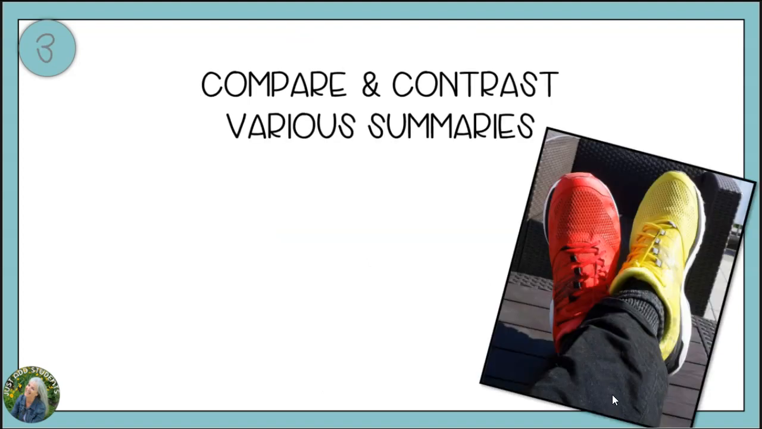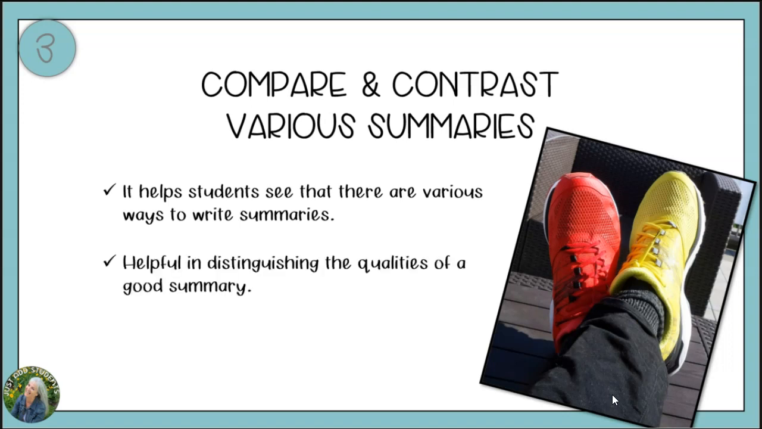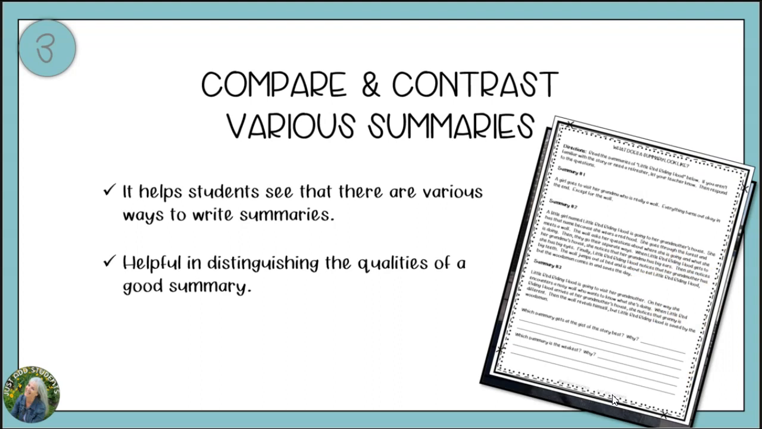Next strategy is to compare and contrast different types of summaries. So we know that there are all different kinds of summaries, and that's what makes this a difficult skill to teach. So when students see a variety of summaries, sometimes it helps them not be so worried about what they're writing because they see that there are various ways to write a summary. And it also helps them distinguish what qualities are in a good summary. So just as an example, in this resource that I created, I have 3 different summaries for Little Red Riding Hood.